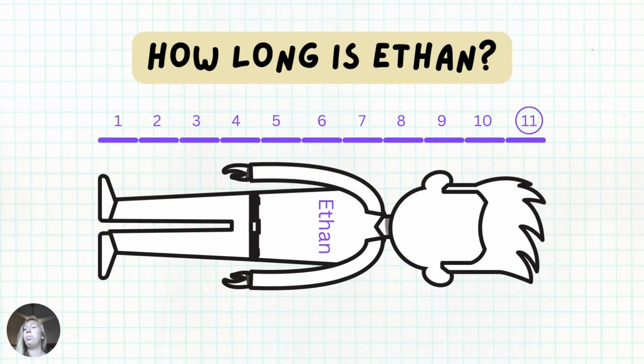How many purple paddle pop sticks is Ethan? To find this out, Ethan might lie down on the floor, while his friend Sam lays paddle pop sticks along the side of Ethan, all the way from his feet to the top of his head. If there are 11 paddle pop sticks from Ethan's feet to his head, then Ethan is 11 paddle pop sticks long. That's how long Ethan is. He's 11 paddle pop sticks.